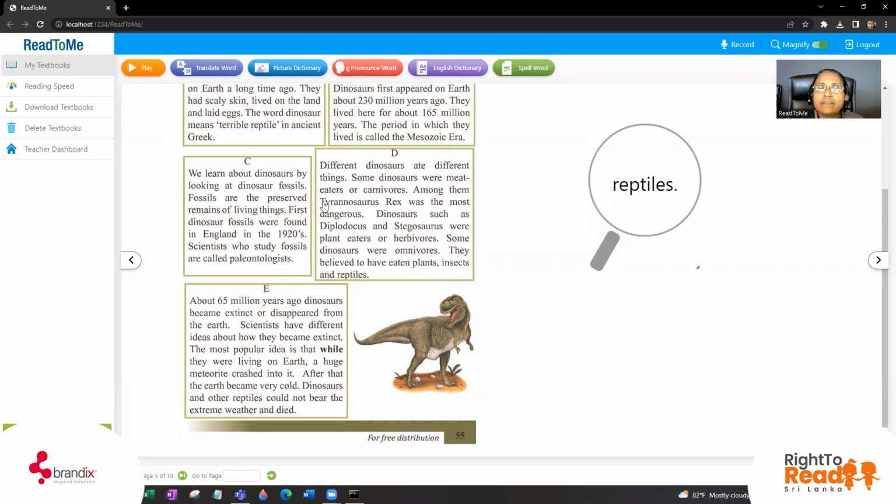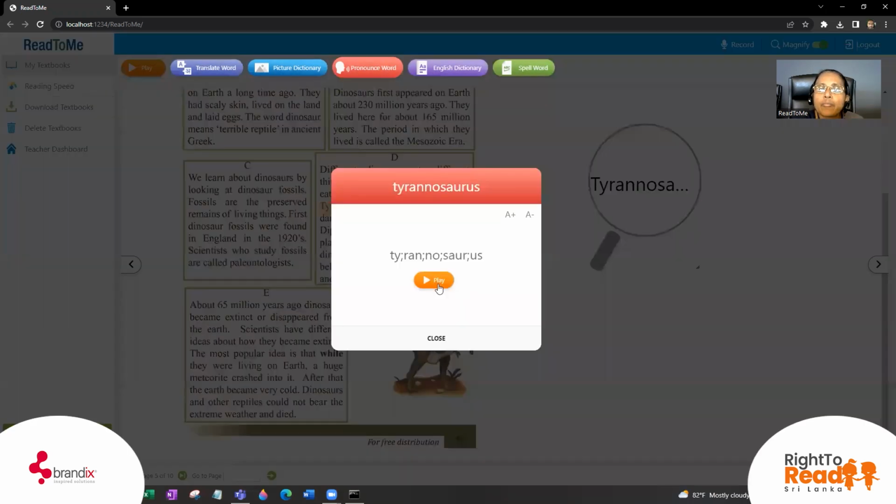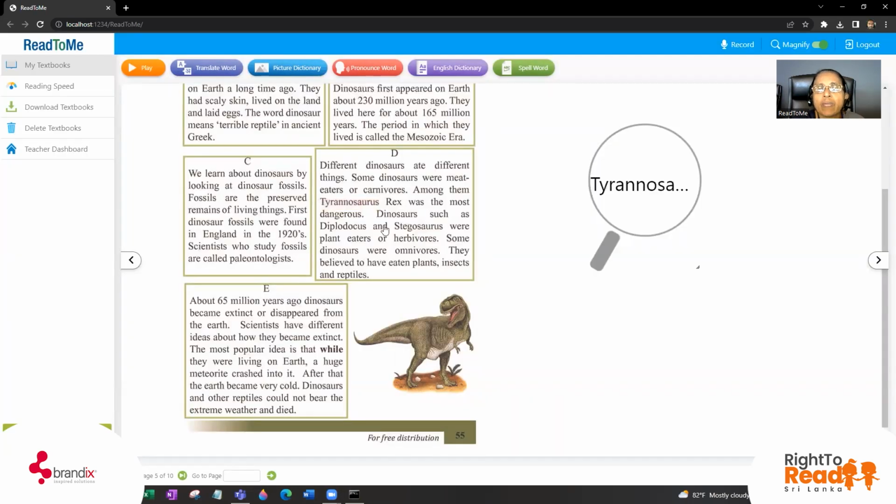Who were the carnivorous animals? Yes, Tyrannosaurus. What are the dinosaurs who ate meat? Tyrannosaurus rex, the full name. Those are the most dangerous.